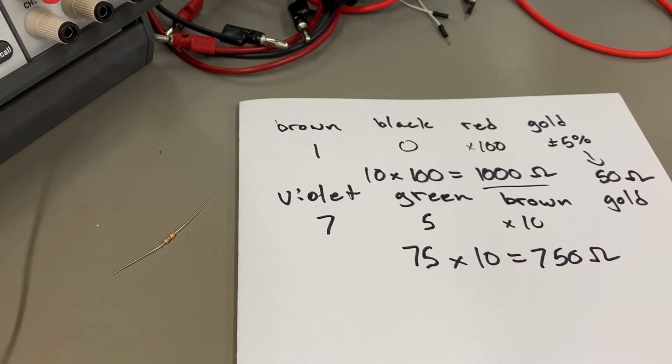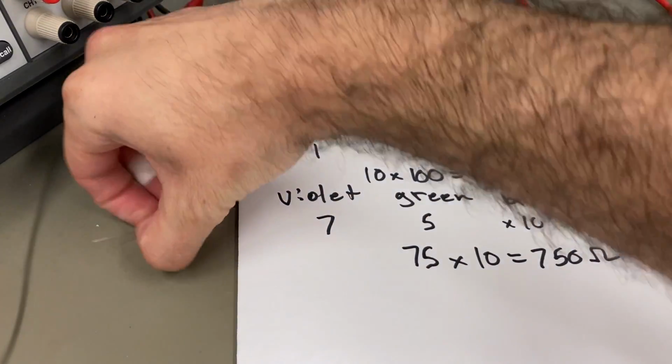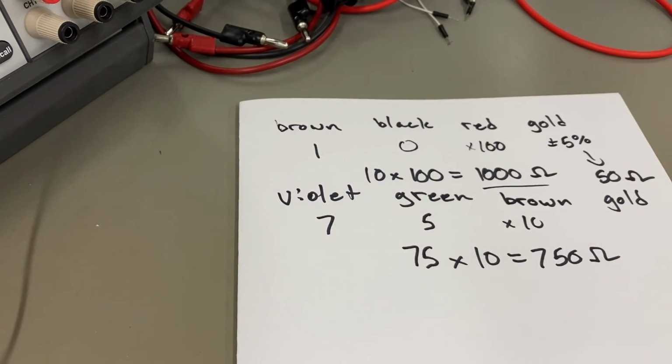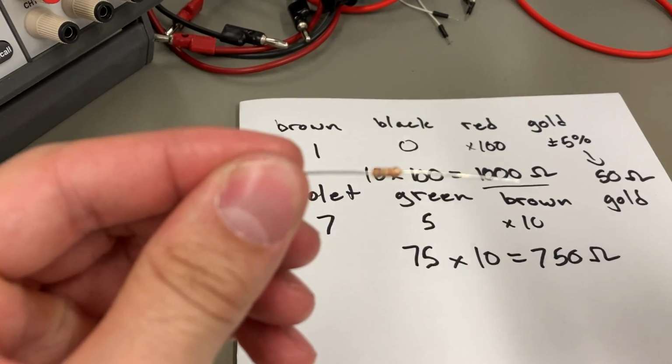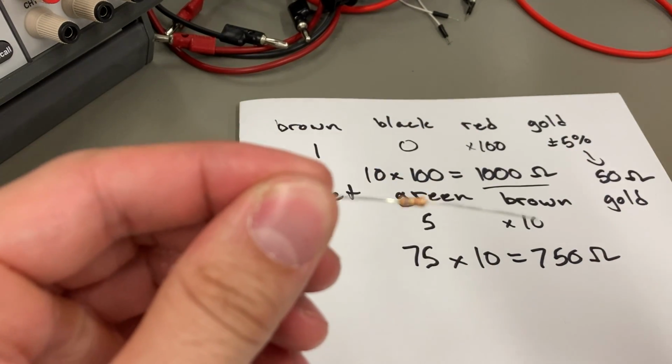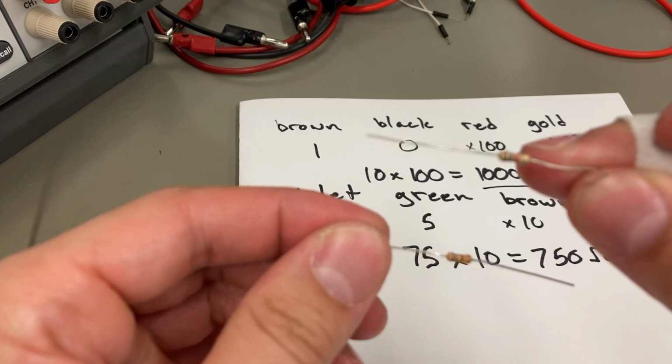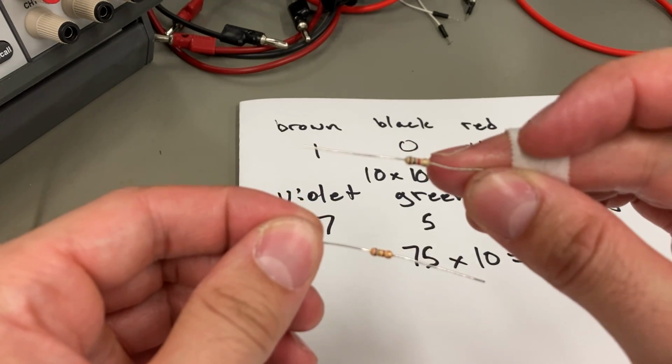Let's see what the actual values of the resistors really are. So in this next video, we're going to use the multimeter to determine the value of this resistor, which we said had a nominal value of 750 ohms, and this one, which we said had a nominal value of 1,000 ohms, 1 k ohm.